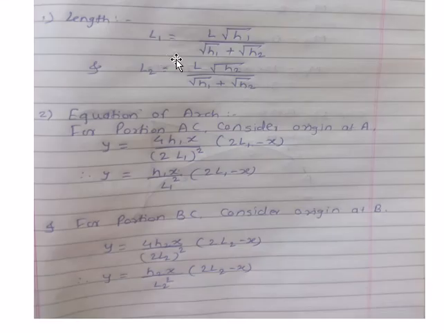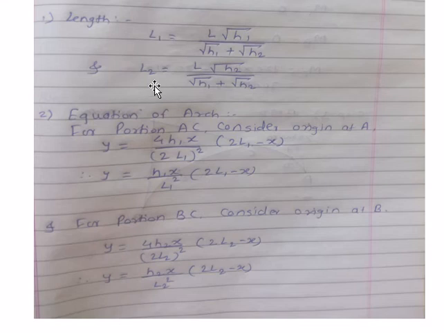For that the formula is L1 equal to L times root of H1 divided by root of H1 plus root of H2. Here L is the span of the arch, H1 is the rise of the part AC, and H2 is the rise of the part BC. From that we can calculate L1. The derivation of this formula is available in SS Bhavikatti's book, page number 175, chapter number 17. You can refer to the derivation of this formula from that book.